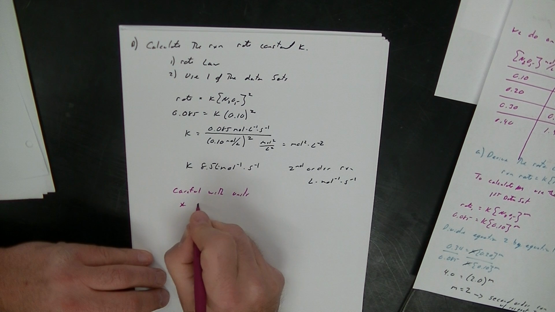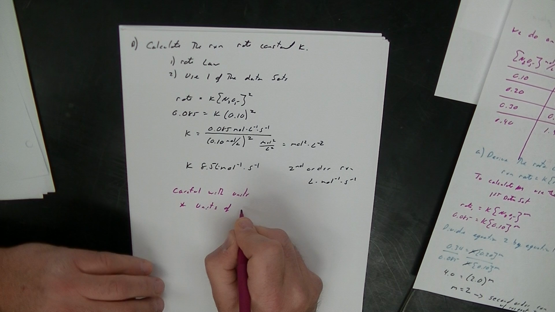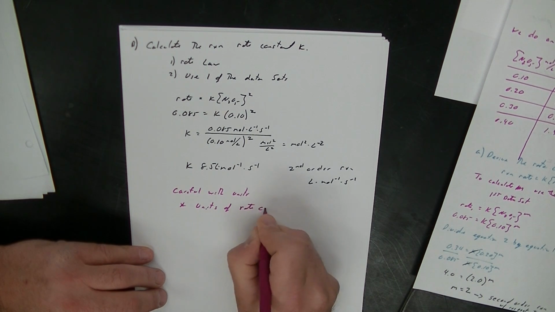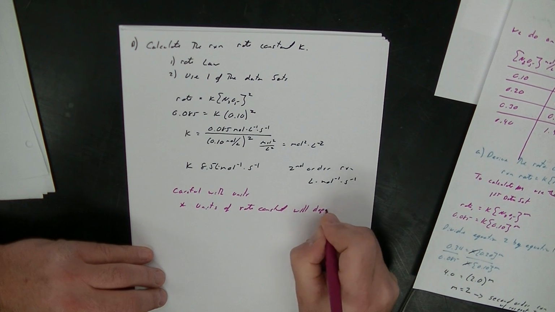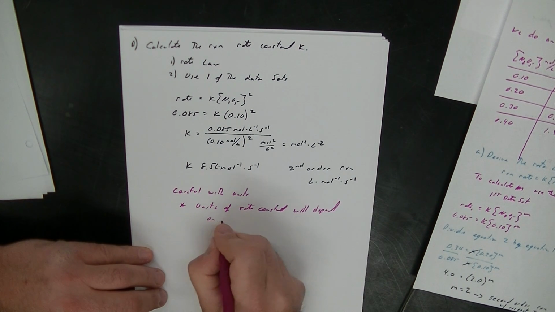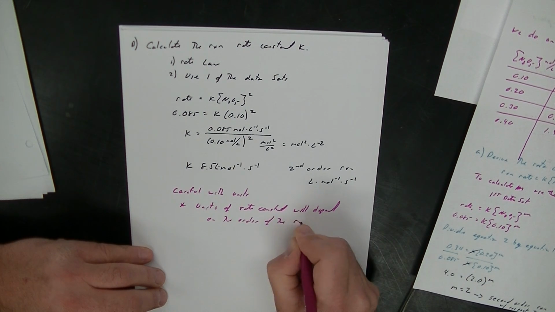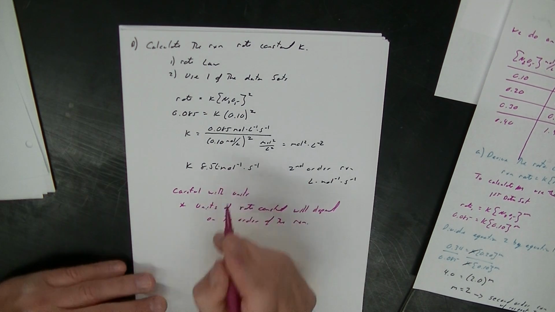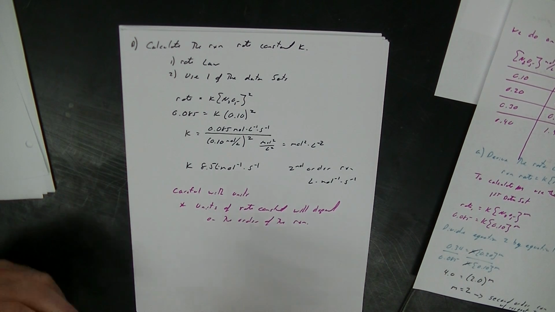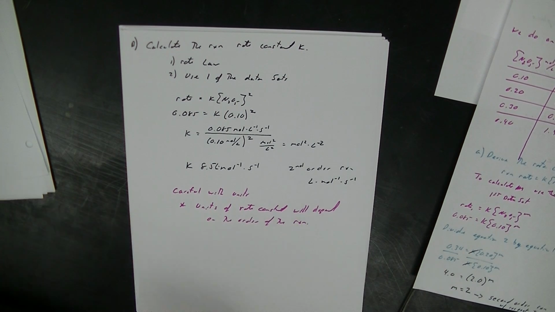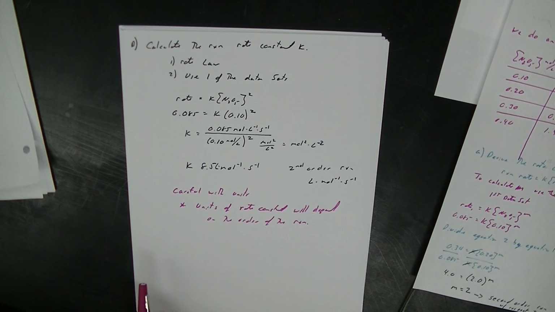So the units of the rate constant will depend on the order of the reaction. These will change. There's no specific unit for every single rate constant. These units change, and that's important.